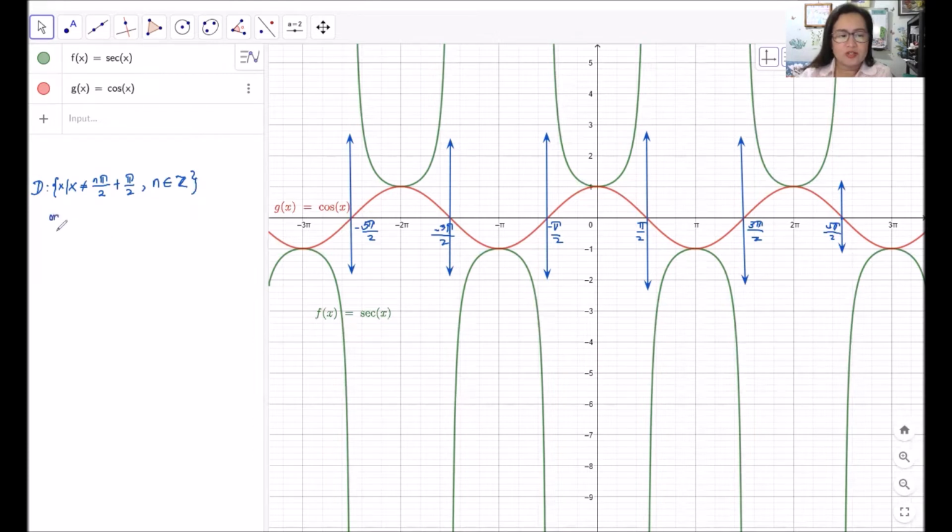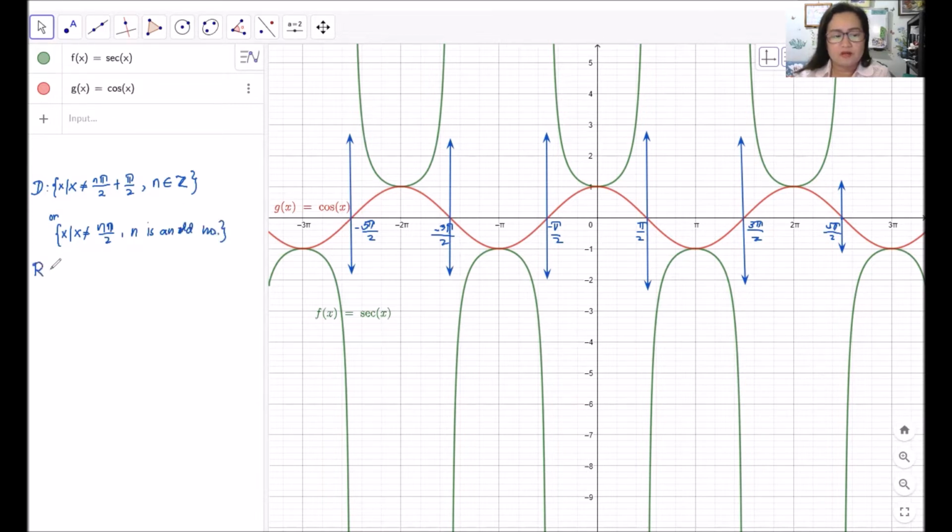Or you can also say that the domain is the set of all x's such that x is not equal to n pi over 2, where n is an odd number.